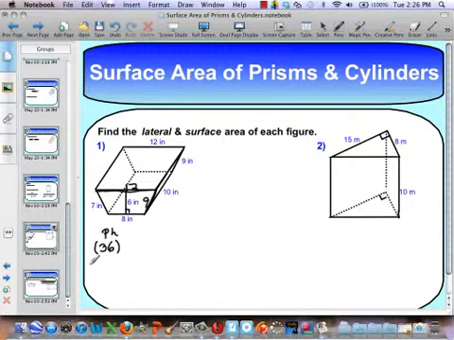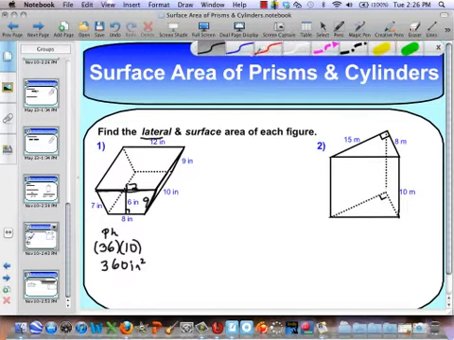Now the next question, it's the hard one. I can see a lot of confusion here. What is the height of our prism? 10. Make sure you understand that that h represents the height of the prism. So 36 times 10 gives us a lateral area of 360 square inches.